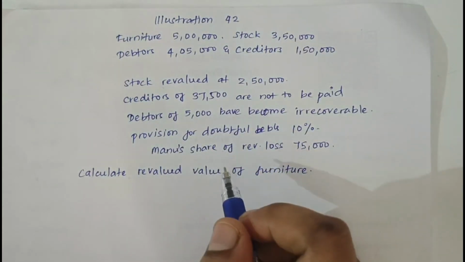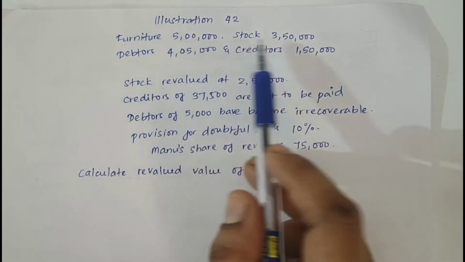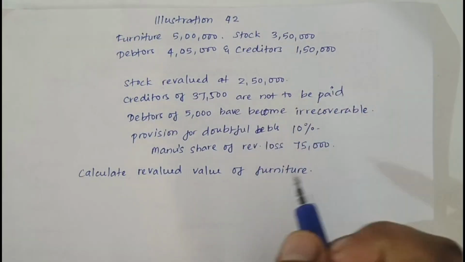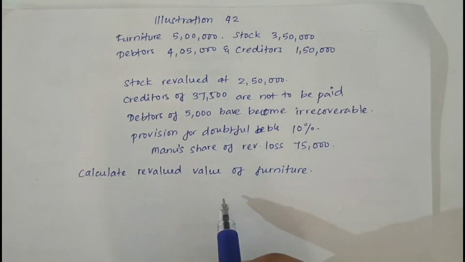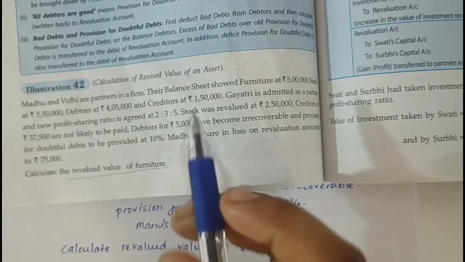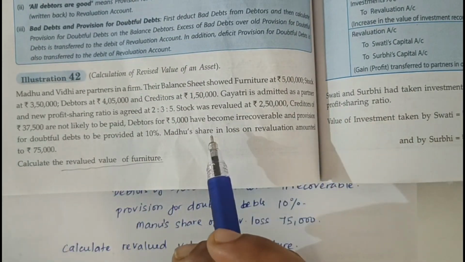In this question, illustration 42, the value of assets and liabilities is given, and their change in value is also given. Here they are asking us to find the revalued value of furniture, which means for this we have to prepare the revaluation account. Why are we doing a revaluation account?